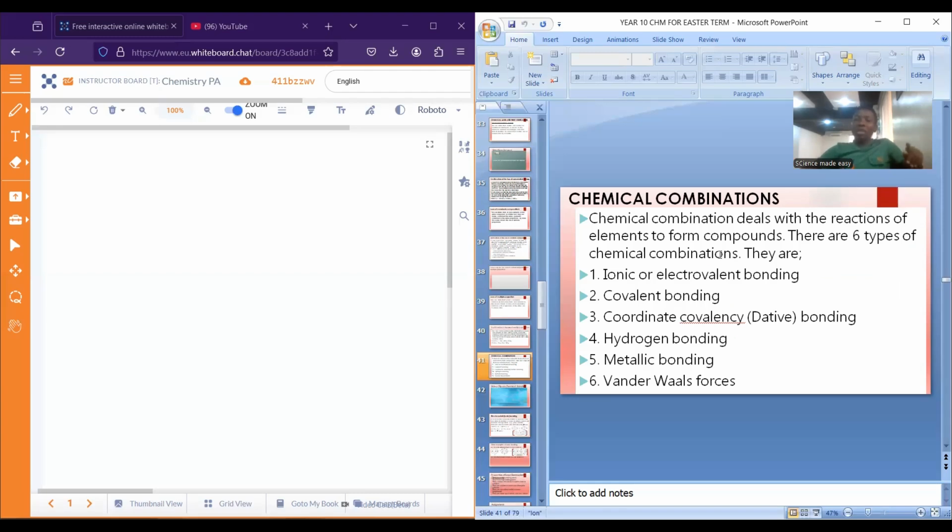But the reason why we introduce chemical combination is because many elements do not have a complete outermost shell. So the purpose of chemical combination is for all elements to have a complete outermost shell. That is the purpose of combining two or more elements together: to form a complete shell.